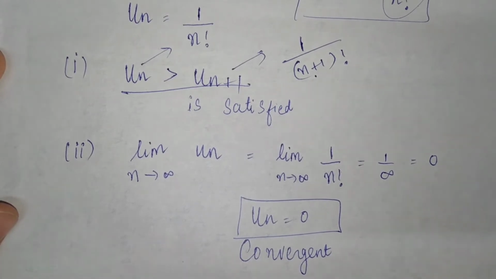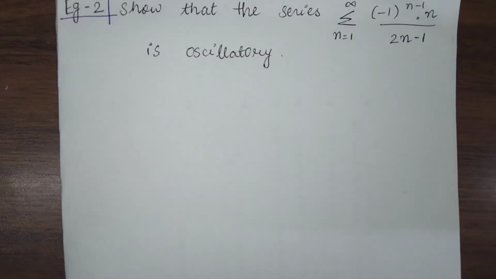So example 2. Show that the series summation n equal to 1 to infinity, minus 1 raised to n minus 1, into n by 2n minus 1, is oscillatory. We have to show that the given series is oscillatory.